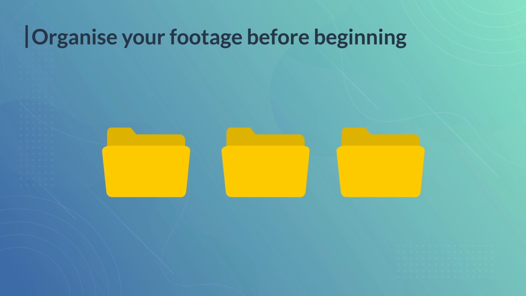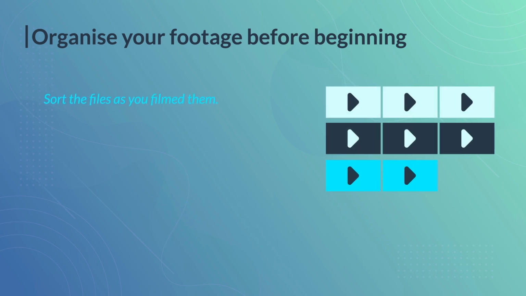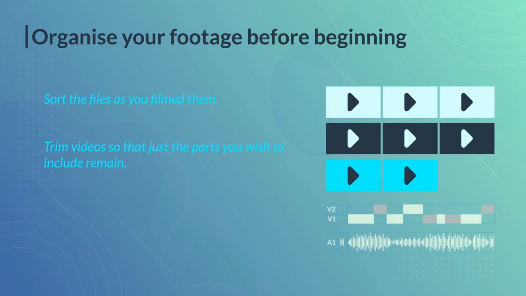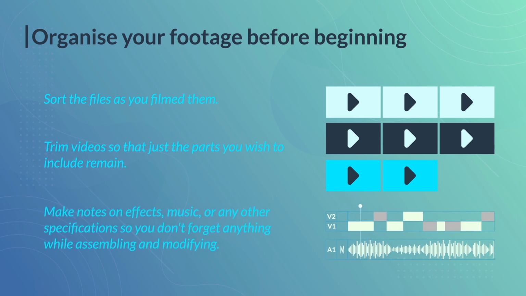Here are some tips for arranging your video footage. Sort the files as you filmed them. Trim videos so that just the parts you wish to include remain. Make notes on effects, music, or any specifications so you don't forget anything while assembling and modifying. Organizing your footage will give you a head start and will assist you in visualizing how the video will turn out.